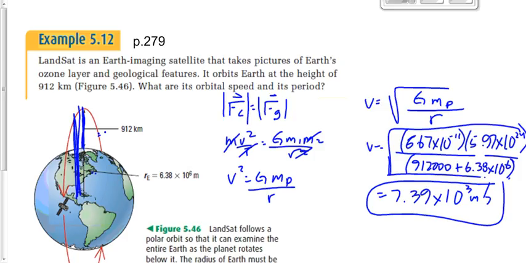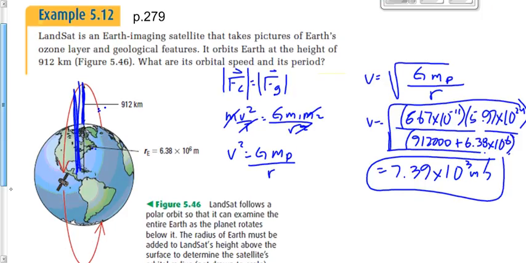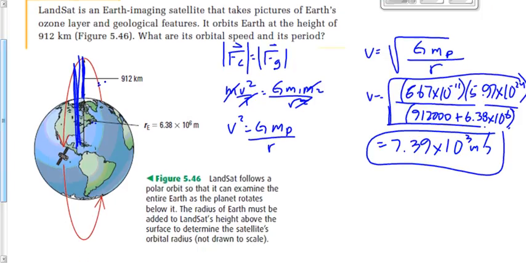All right, let's find the period now. Remember I said when we introduced this that we have another equation that we can use here as well, 2 pi r over t. Very first equation we learned in this unit, in fact, not the first one, but almost the first one we learned in the unit. Rearrange that, 2 pi r over v gives me the period. So we get 2 times pi times r, which is 912,000 plus 6.38 times 10 to the 6.